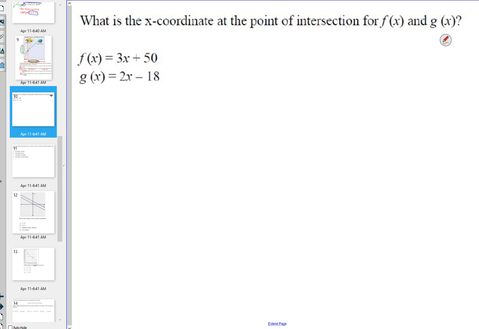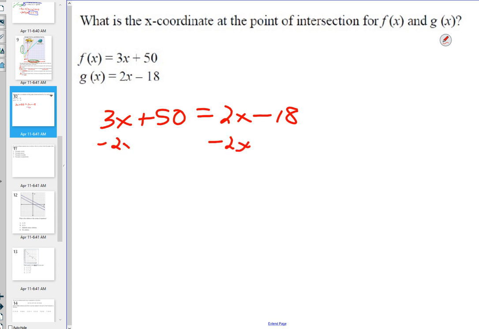What is the x-coordinate of the point of intersection? Okay, so that's just saying if I make this equal to this, what unknown x makes both sides the same? All they want to know is the x-coordinate.